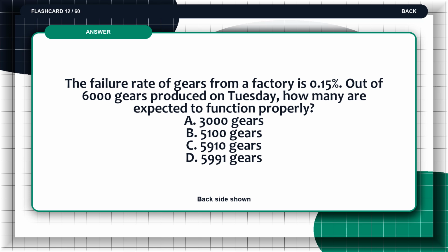The answer is: the failure rate of gears from a factory is 0.15%. Out of 6,000 gears produced on Tuesday, how many are expected to function properly? A. 3,000 gears, B. 5,100 gears, C. 5,910 gears, D. 5,991 gears.